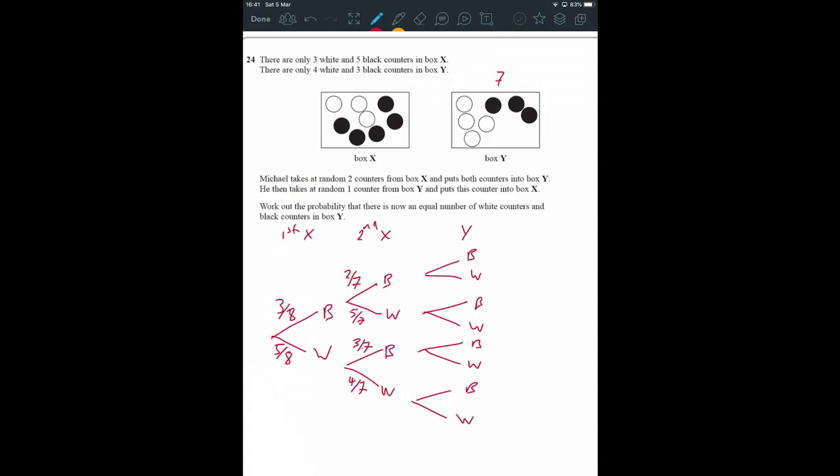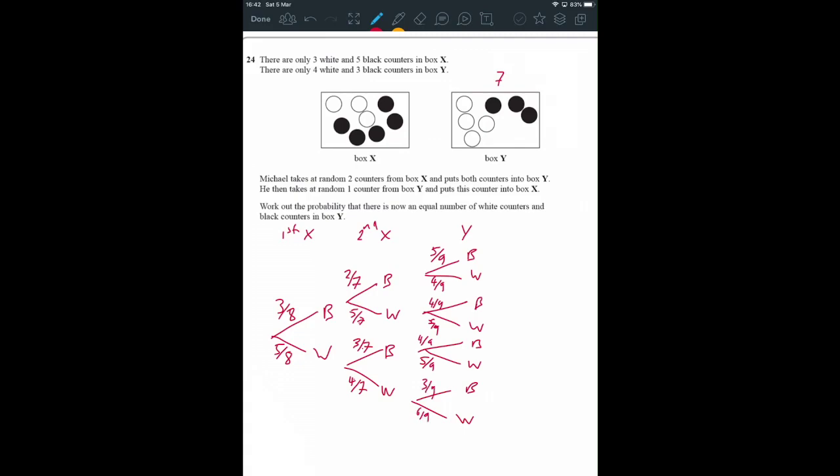Now if I take out 2 black out of X, put it into Y, that means there are 5 black tokens in Y and 4 white. If I take a white and a black out of X, that means I've got 4 black, 5 white. And same for the combination here, 4 black, 5 white. If I take 2 white out of box X, that means I've got 3 black and 6 white.